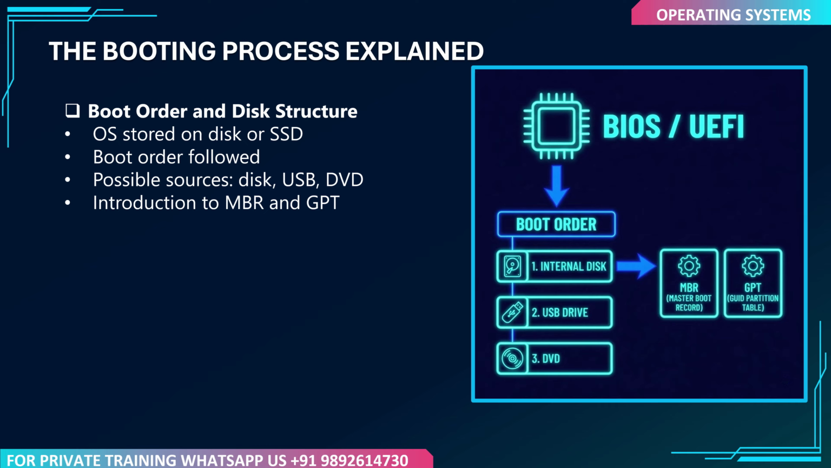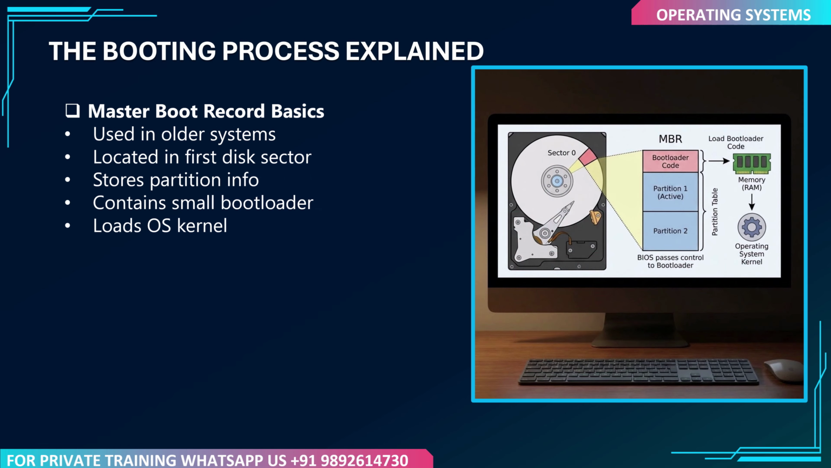Now, this is where concepts like MBR and GPT come into the picture. These are partitioning styles that define how data, including boot information, is organized on a disk. In older traditional systems, disks commonly use something called MBR, which stands for Master Boot Record. The MBR is located in the very first sector of the disk.